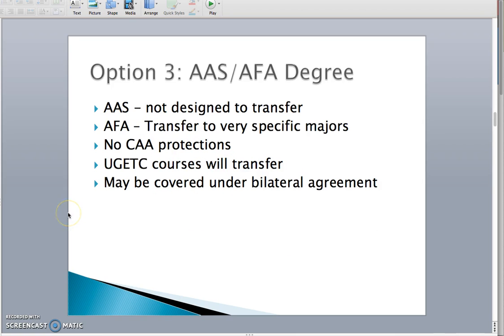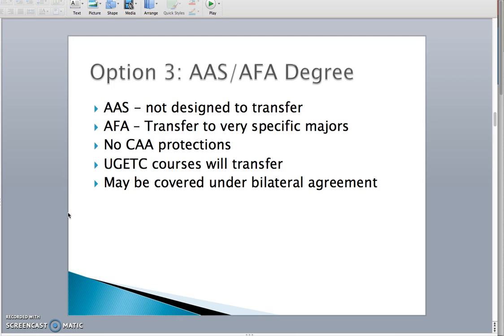And then finally, there are the different associate degree path options, and that's if you get the Associate of Applied Science or Fine Arts. The Applied Science is not designed to transfer, but lots of students still do. And the Associate of Fine Arts is designed to transfer, but from very specific majors. So in these cases, you don't get a lot of the CAA protections. The UJC courses are going to transfer no matter what, but other things are taken on a course-by-course basis. And there might be bilateral agreements, which are not as comprehensive an agreement as the CAA is.